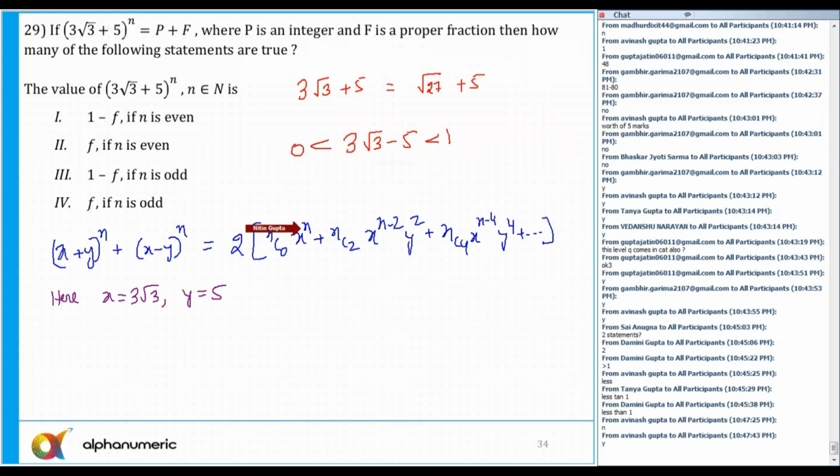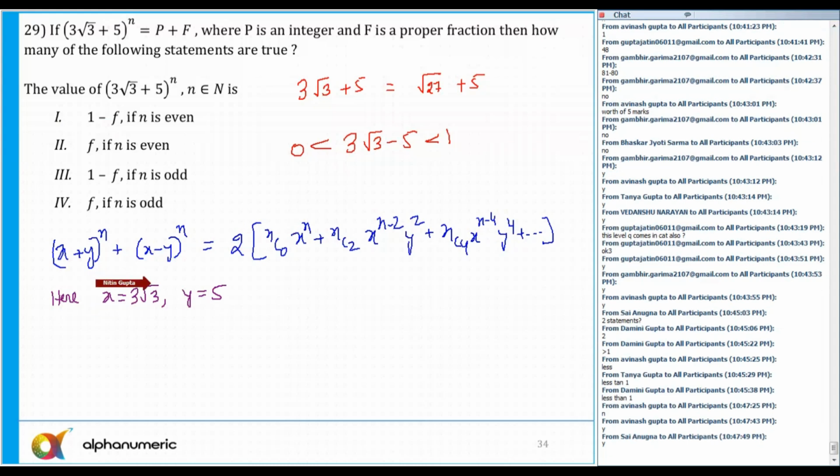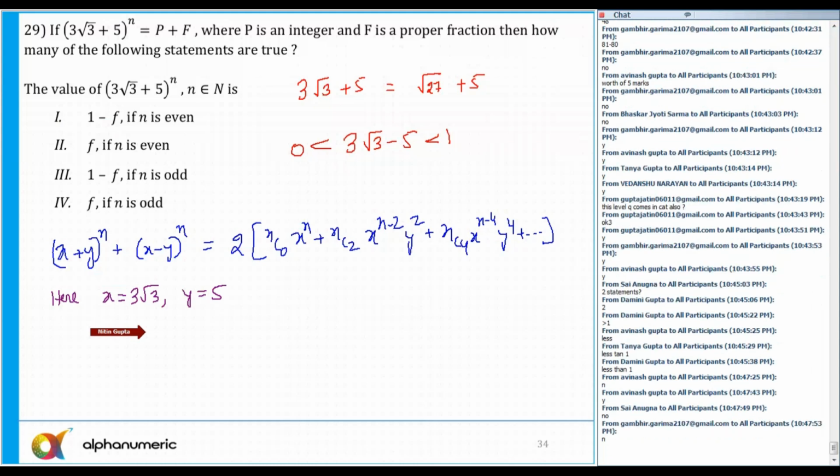Yes or no? Can 3 root 3 raised to power 3 be an integer, or 3 root 3 raised to power 1? No. So x is 3 root 3, y is equal to 5, and if n is an even number, then this part is an integer. Yes or no? So for even n, I need to consider the plus of these two, then the right hand side will always be an integer.